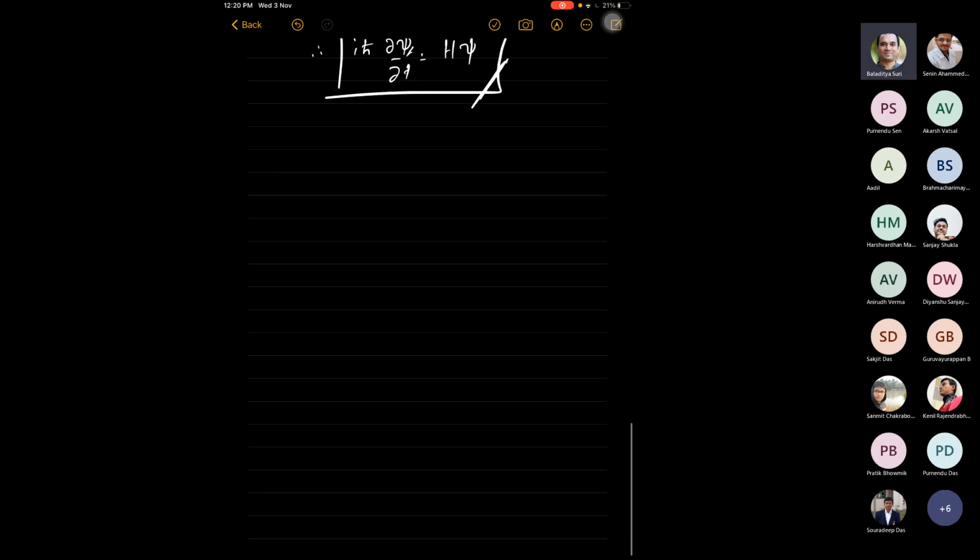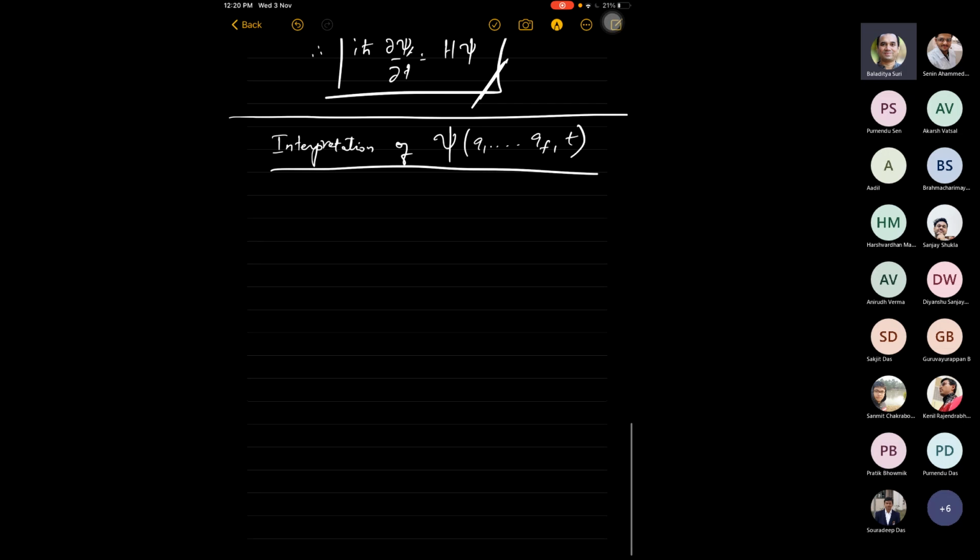Now we will go into the interpretation of this wave function. So we now have the Schrodinger's equation, and the interpretation of psi, which is a function of q1 to qf and t. So how do you interpret this? The interpretation was actually given by Max Born. By the way, Max Born was a visiting faculty at IISc long back. So Max Born does have an IISc connection.